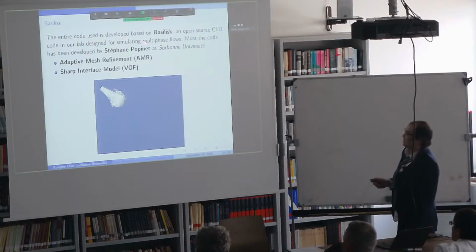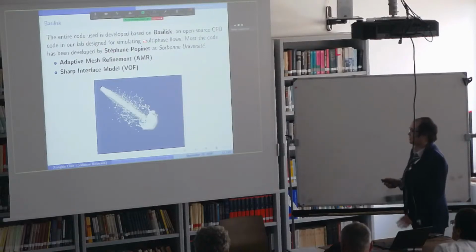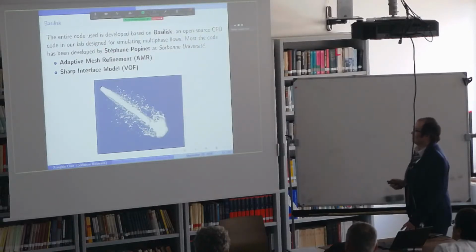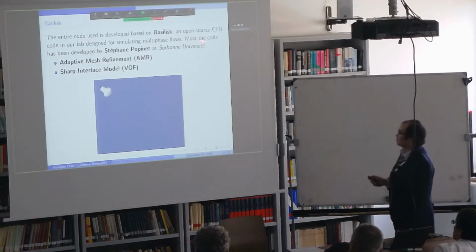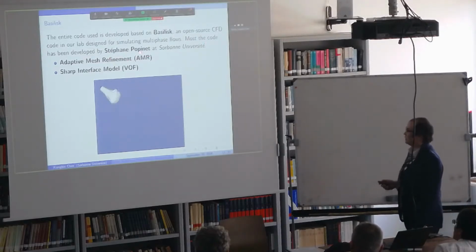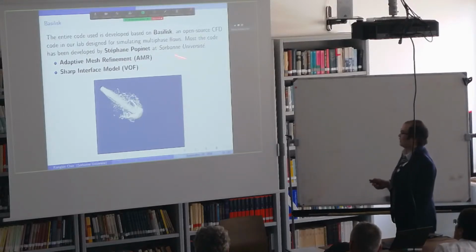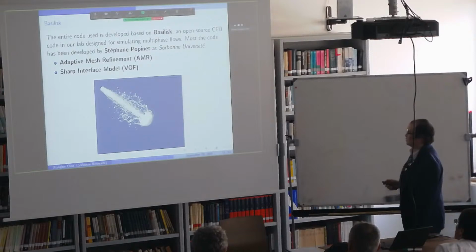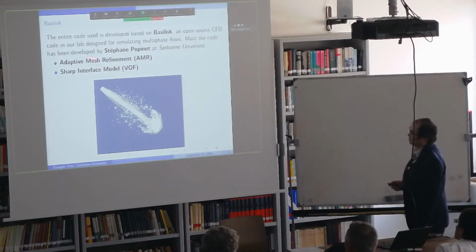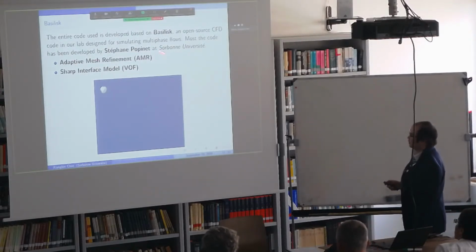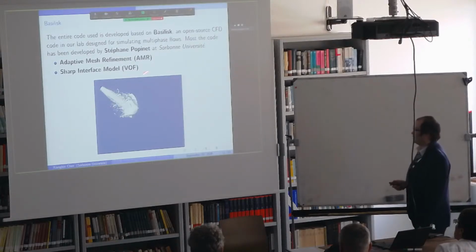The entire code is developed on Basilisk, an open source CFD code in our lab, designed for simulating multi-phase flows and other fluid dynamic problems. Most of the code has been developed by Stéphane Popinet at Sorbonne University. And the main feature of this Basilisk software, I think, is its adaptive mesh refinement and also the sharpening interface model, VOF, a geometrical interface capture method.